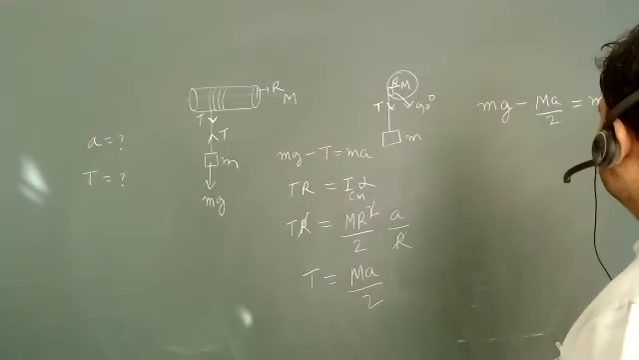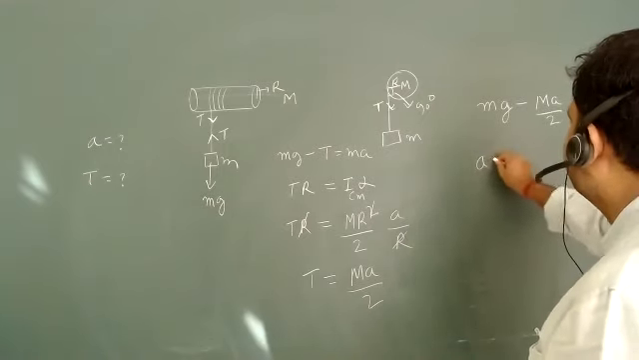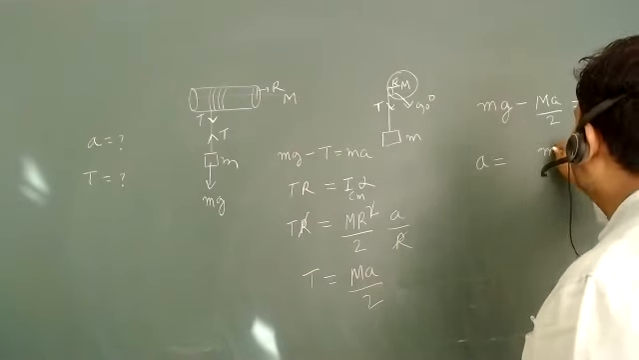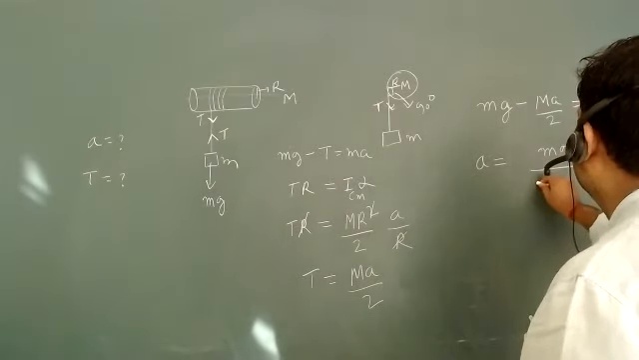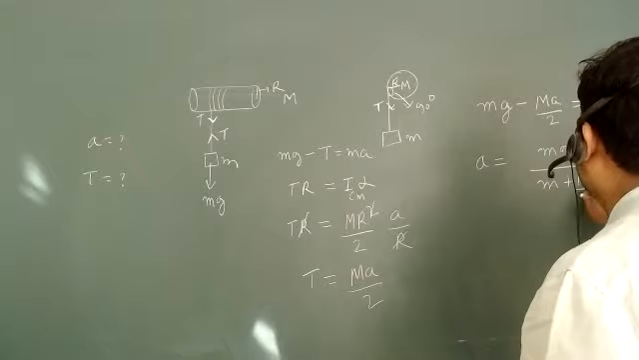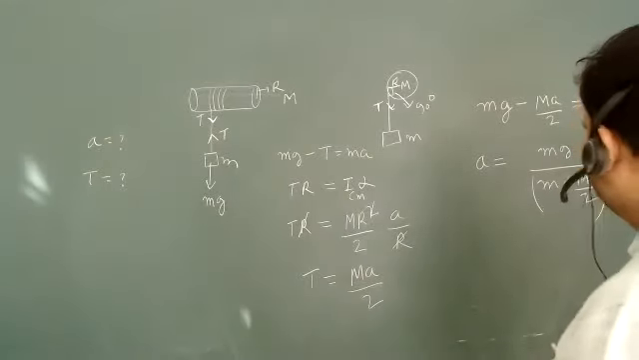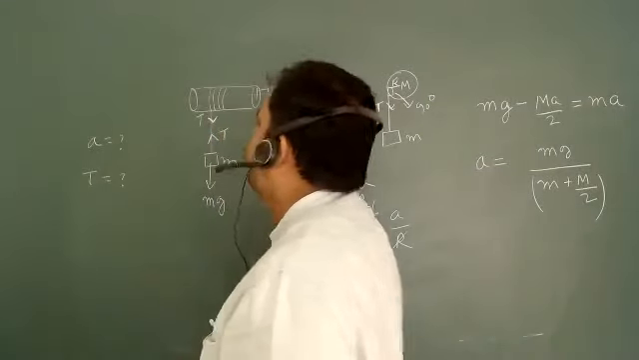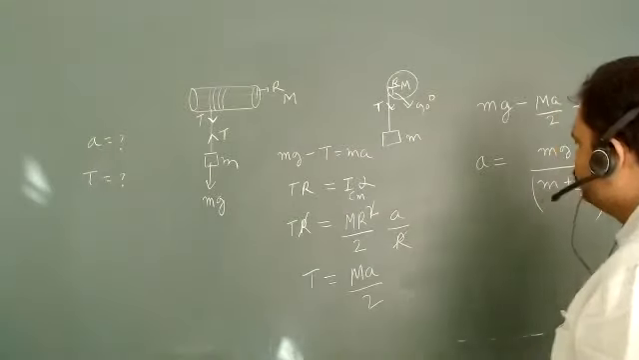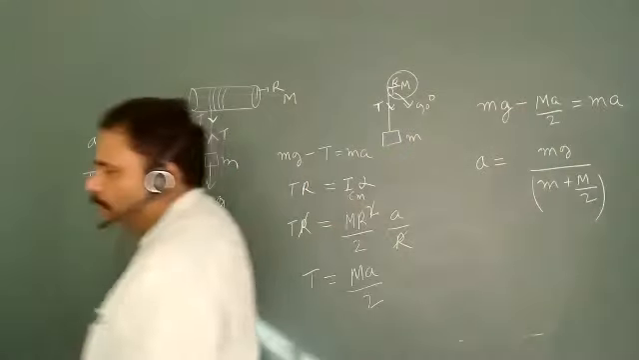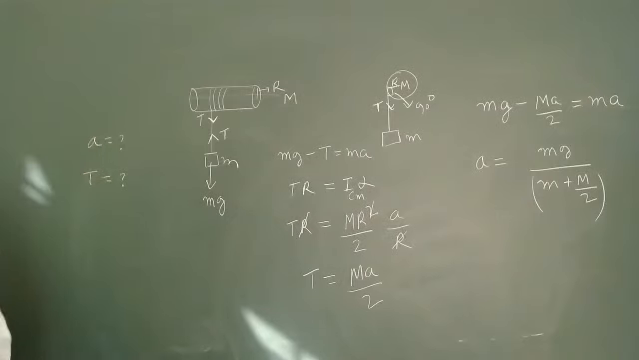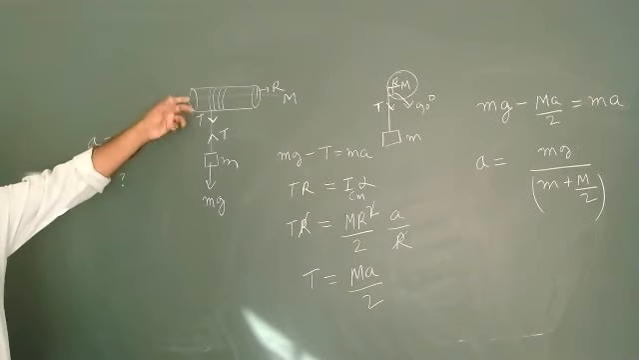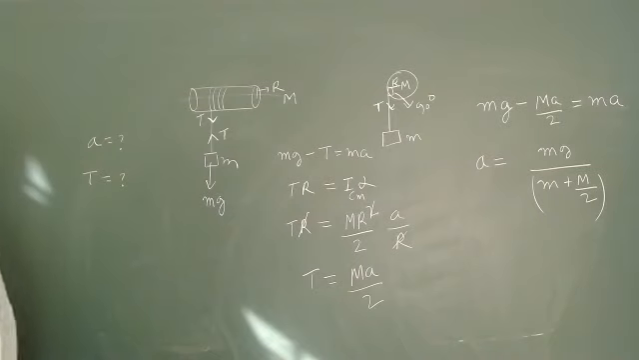So what will be the acceleration? The acceleration is mg by (m plus capital M by 2). This is your acceleration, and this part comes due to the rolling of this particular cylinder. Okay, so this is your acceleration. And what will be your omega, the angular velocity of this after time t? What will be omega? Omega equals omega naught plus alpha t.